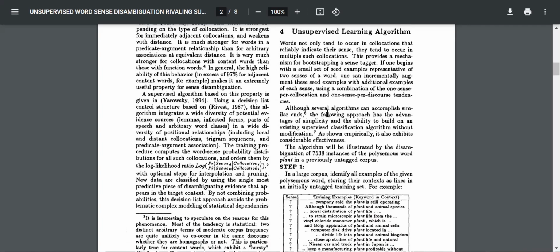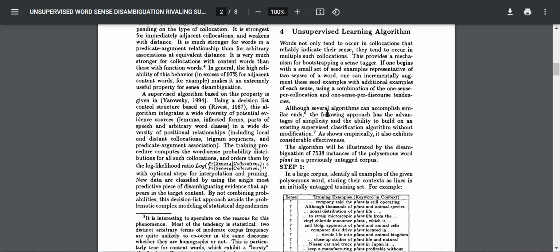So words not only tend to occur in collocations that reliably indicate their sense, they tend to occur in multiple such collocations. This provides a mechanism for bootstrapping a sense tagger. Okay, so if one begins with a small set of seed examples representative of two senses of a word, one can incrementally augment these seed examples with additional examples of each sense using a combination of the one sense per collocation and one sense per discourse tendencies.